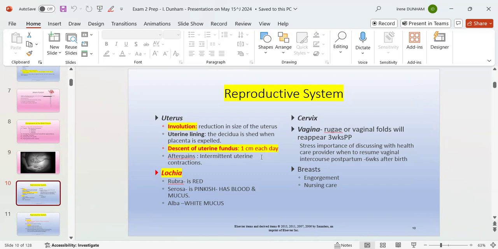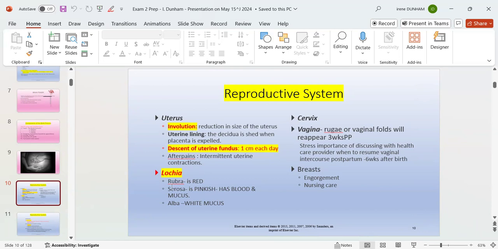Those after pains that women complain about, they're actually contractions. And we give them medication after delivery called oxytocin. Write that down, oxytocin. And we give that to contract the uterus, because we want to prevent, what are we preventing? Hemorrhage, right? Hemorrhage. All right. And then you have your lochia. These are terms that you might see again next week.